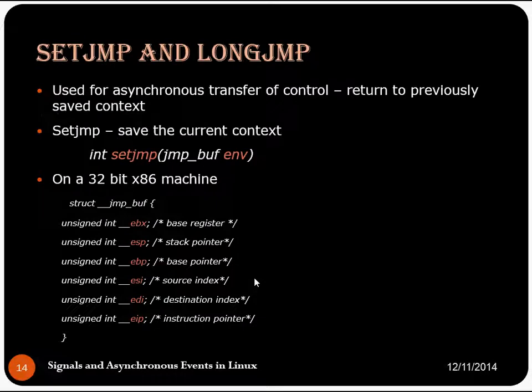Asynchronous transfer of control in Linux is achieved using two library functions called setjmp and longjmp. setjmp is used to save the current context, and it takes just one argument, which is of the type jmp_buf. This structure definition varies across architectures. On a typical 32-bit x86 machine, this structure saves the base register, the stack pointer, the source index, base pointer, destination index, and the instruction pointer.